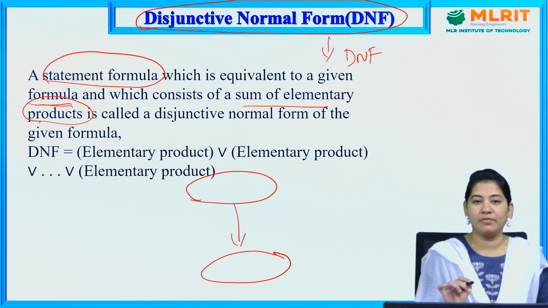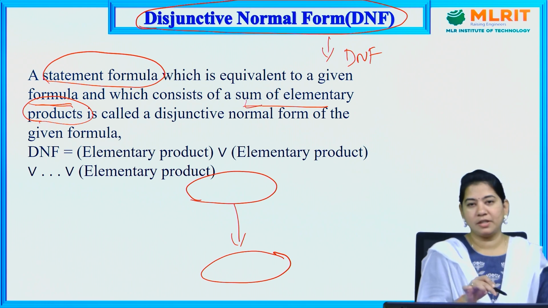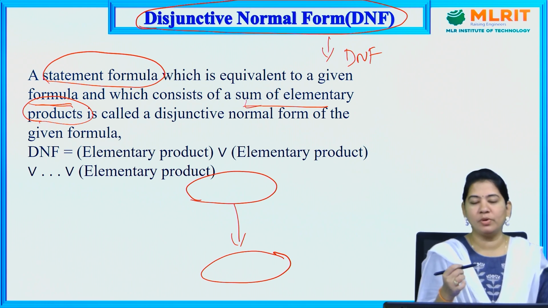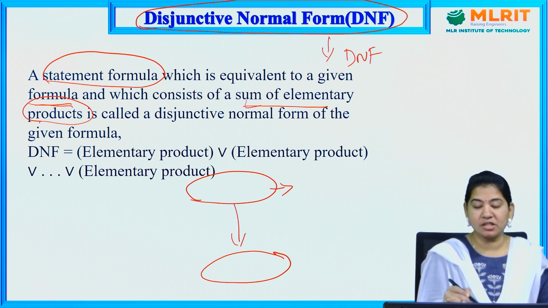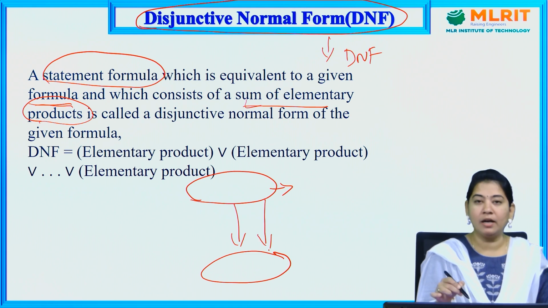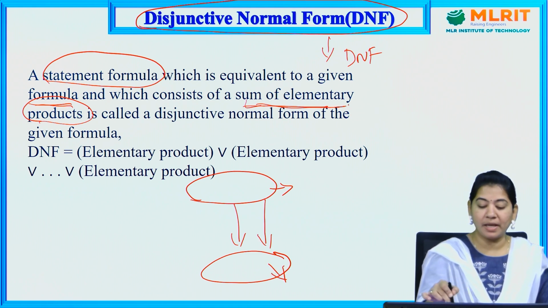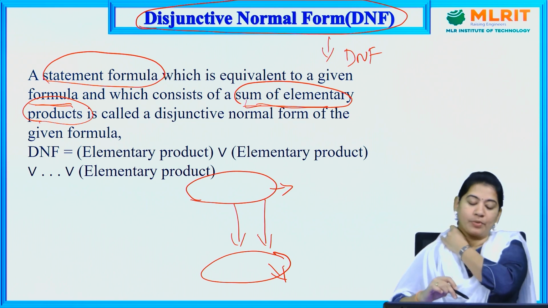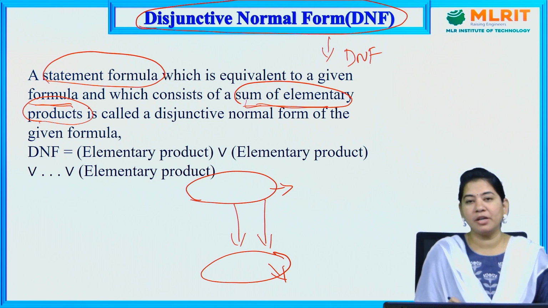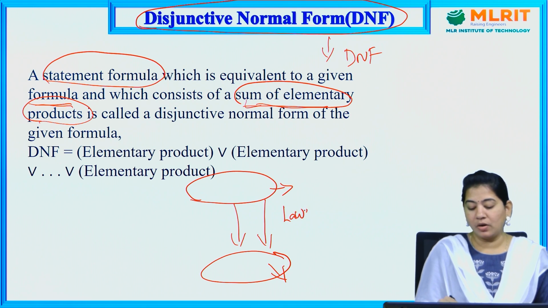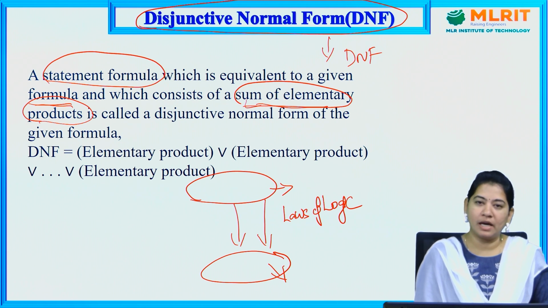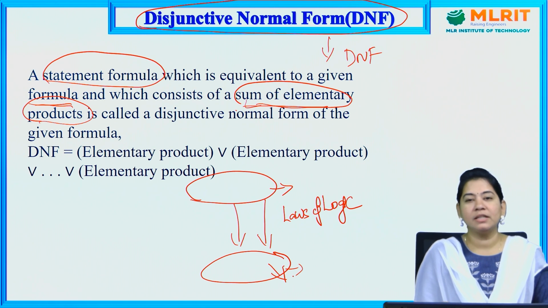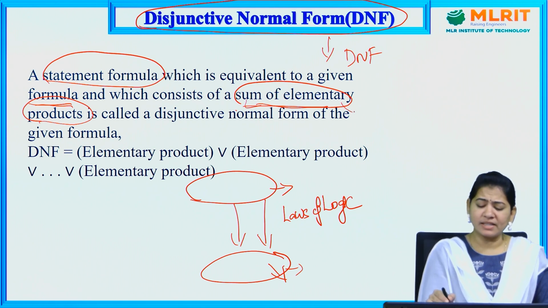In the previous class we discussed the laws of logic. Laws of logic means we have some formulas and some standard formulas that we also need to remember. If you consider one statement formula, you need to solve the given formula, and the result should be in the form of a sum of elementary products. How to solve that? By using the laws of logic. Means you need to apply the laws of logic and statement formulas to get the sum of elementary products. And this sum of elementary products we can call disjunctive normal form.